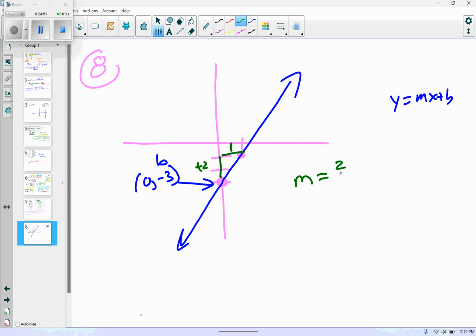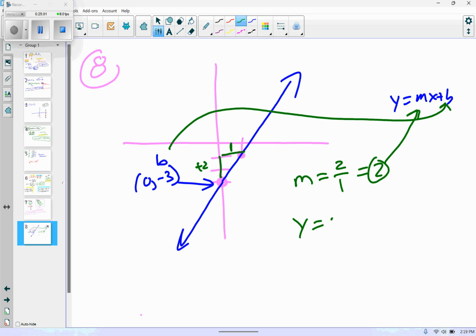2 over 1. Is 2 over 1 the same thing as 2? Yeah. Cool. All right. I know the slope. That's going to go there. I know the y-intercept is going to go there. Y equals 2x minus 3. There's our equation.